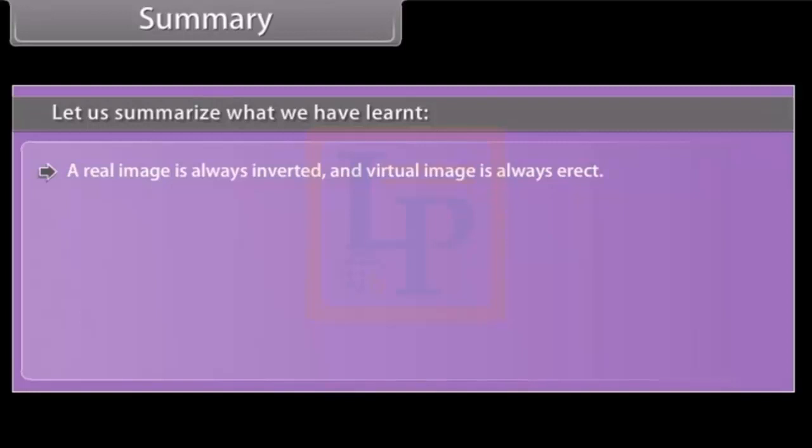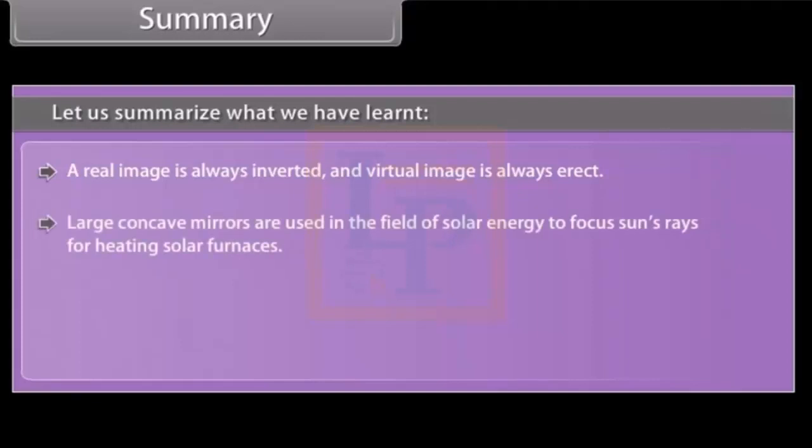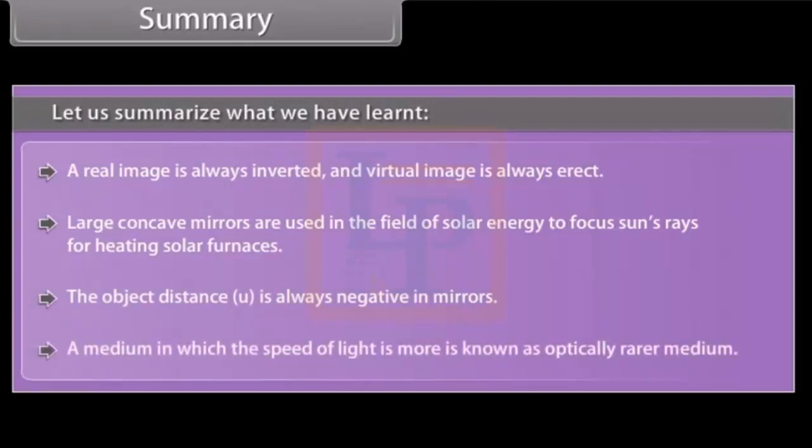A real image is always inverted and a virtual image is always erect. Large concave mirrors are used in the field of solar energy to focus the sun's rays for heating solar furnaces. The object distance u is always negative in mirrors. A medium in which the speed of light is more is known as an optically rarer medium.